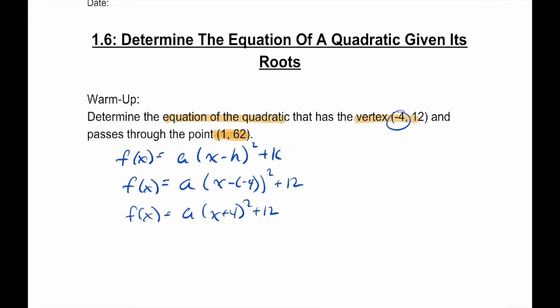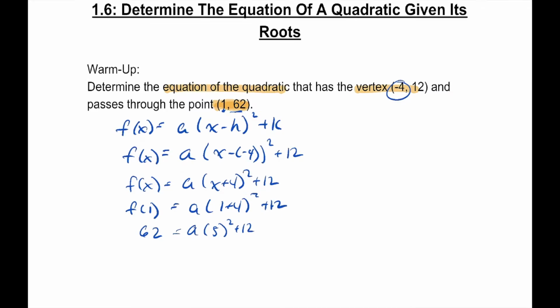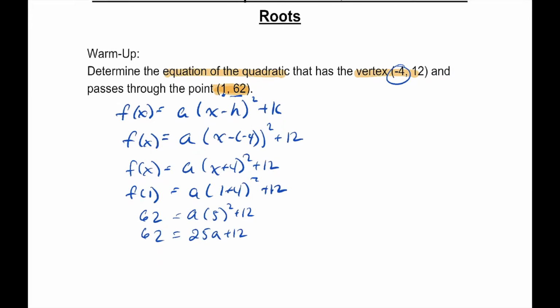So what we're really saying here is that f(1), in other words, x is 1, is a times (1 plus 4) squared plus 12. And in this case, what's f(1)? What's the answer when x is 1? Well, the answer is 62. I'll go off and start simplifying the right side. That's going to be 5 squared plus 12. So 62 is equal to 25a plus 12. And then we're going to subtract 12 from both sides.